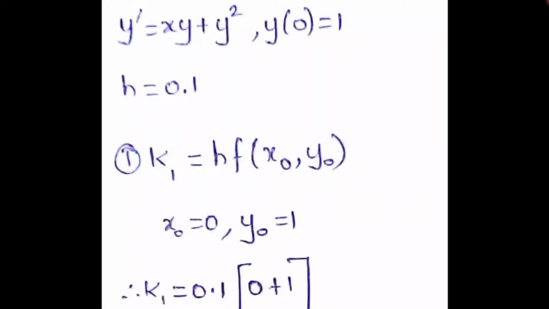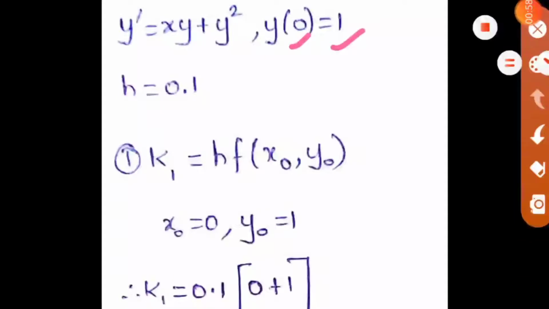First let us find k1. k1 is h into the function of x0 and y0. Here x0 is 0 and y0 is 1, which is given in the question itself, so that only we are going to apply here. The function is xy plus y square. So x into y, 0 into 1 is 0, plus y square, 1 square is 1. h is 0.1, so 0.1 into 0 plus 1. So the k1 value is 0.1.